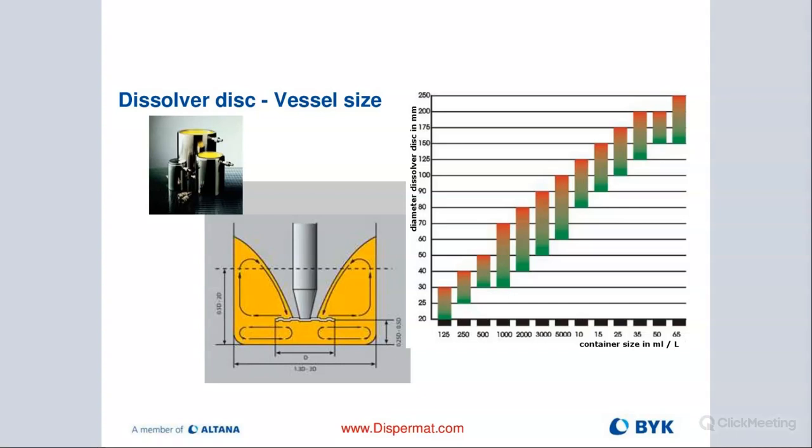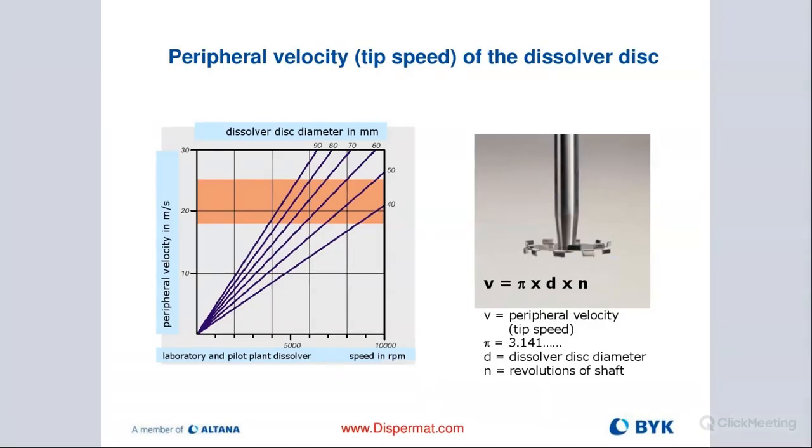Otherwise, you'll have a blade sitting in the middle of your container spinning, and all the product will just sit around it and not do anything. So you want to dial that in. That was important. And this formula is true for pre-dispersing as well as milling.